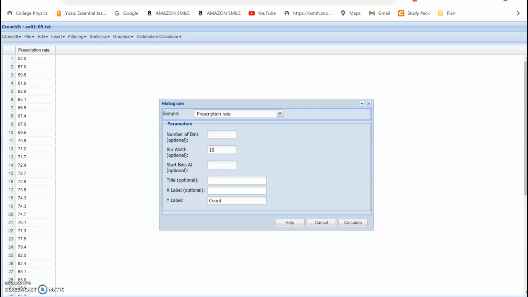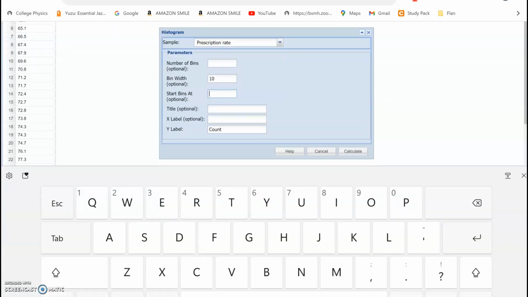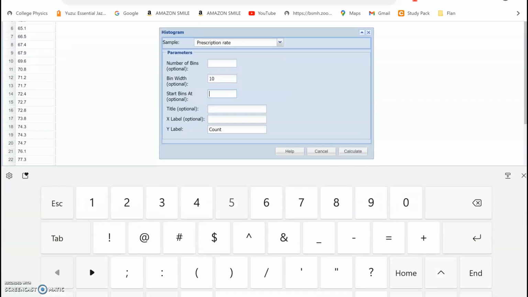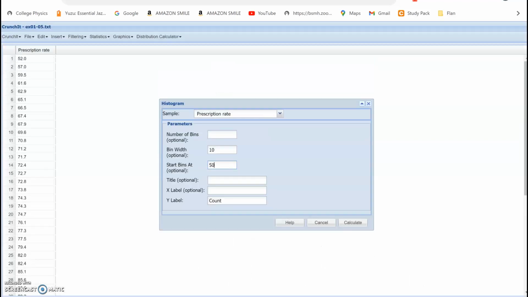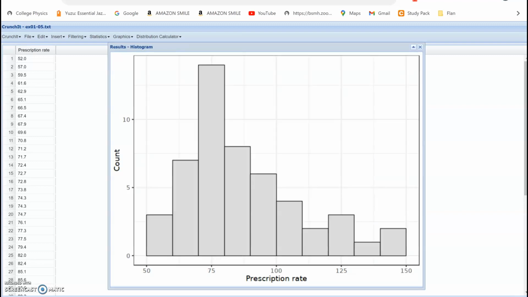Now your question number 9 also asks you to specify the starting point of the bin. So the question says that we need to start the numbers at 50. The lowest number that you see is a 52, but we're going to fit it into a bin or a range of values from 50 to 60. Now we hit calculate, and this is what it looks like.